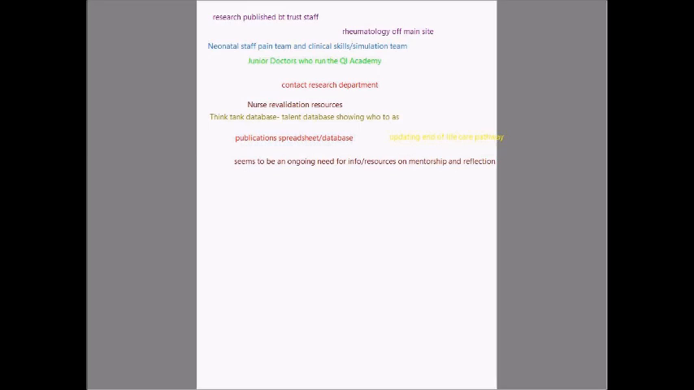And then working with specific teams, so perhaps junior doctors who run the Quality Improvement Academy, or neonatal staff, perhaps the pain team and the clinical skills or simulation team, pulling resources together to support them in what they're doing. Or indeed teams that are not based on a main site, like the rheumatology team. So lots of ideas there of different people you can approach in your organisations to take things forward. I'm sure you'll all have your own examples of where a knowledge asset would bring value to a particular team or group of people.